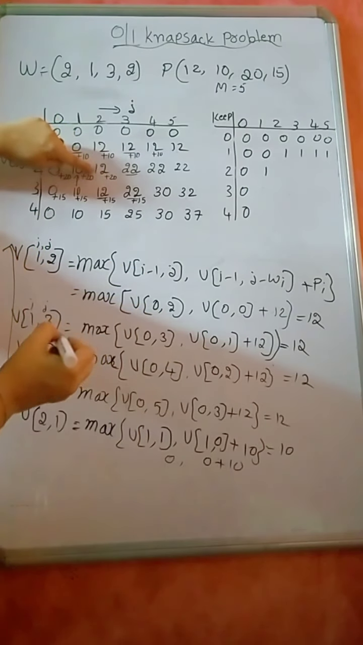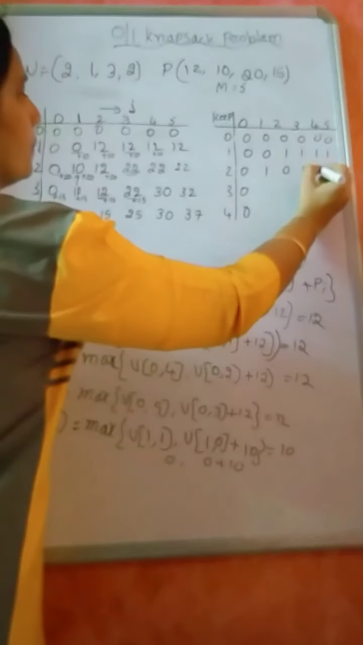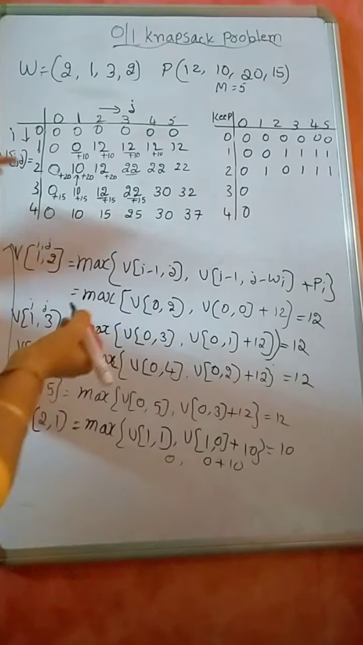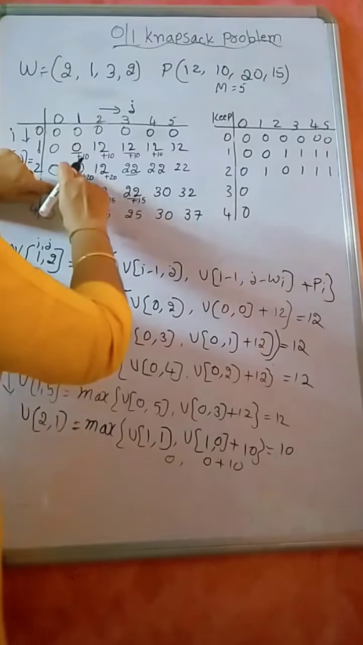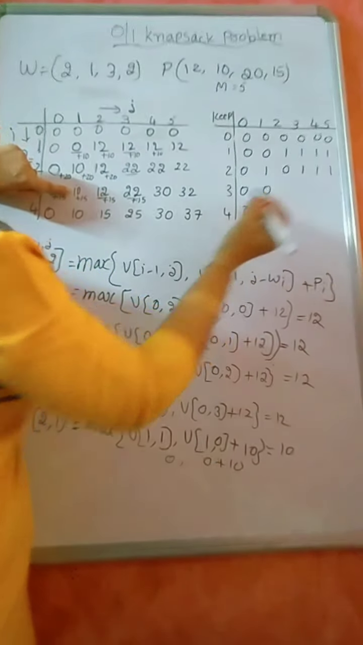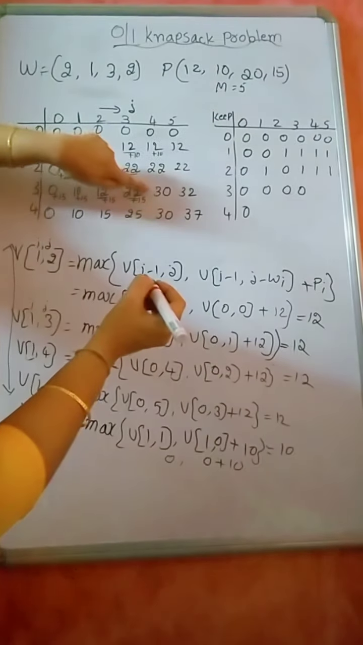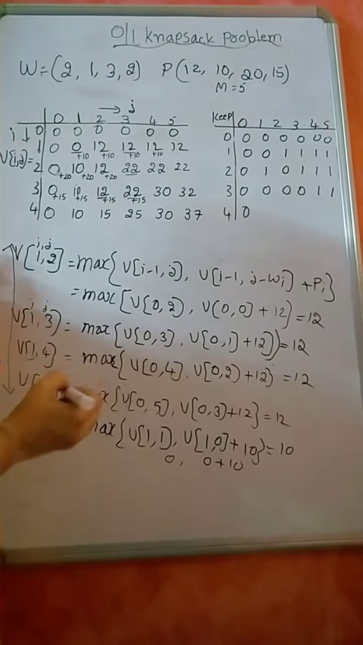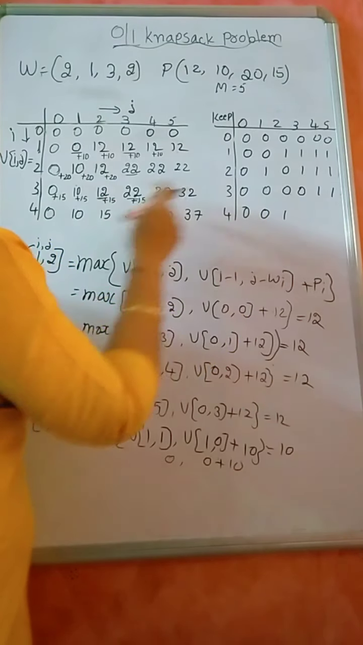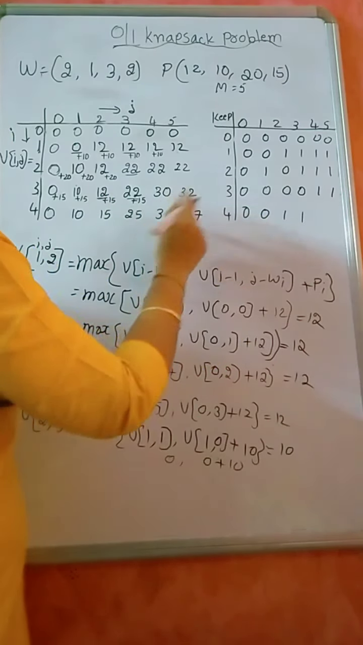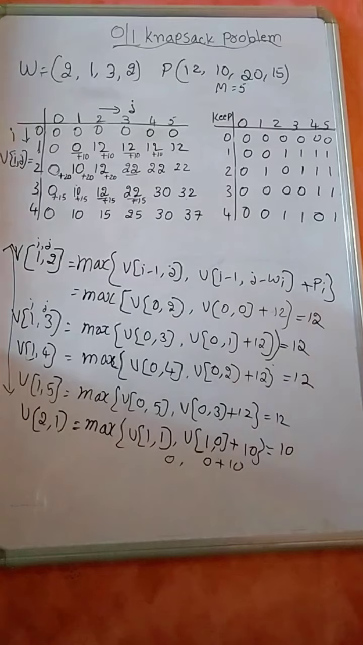Here no, 0. Here yes. Here yes. Here yes. Now in this 3,1 entry, is there a change from the previous profit? No. So it is 0. Here no, 0. Here no, 0. Here yes. Here yes. Now here no. Here yes. Here yes. Here no. Here yes. Okay. That is the entry of your keep matrix.